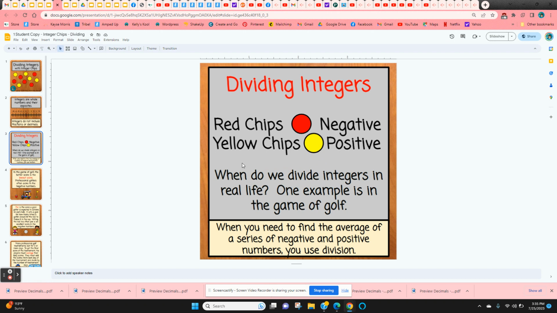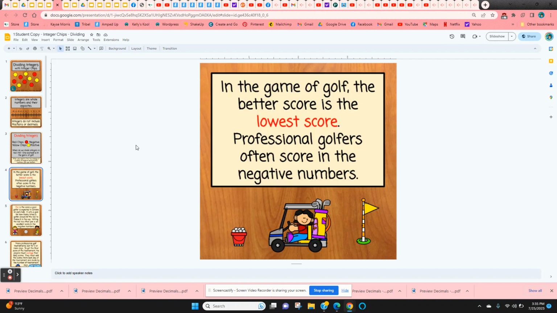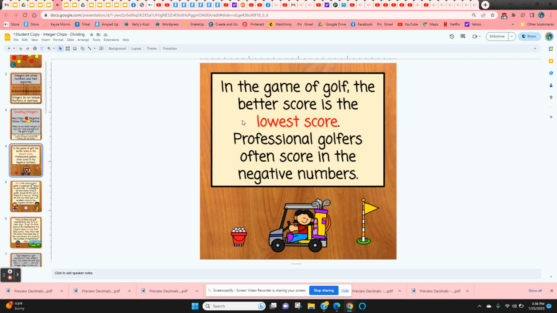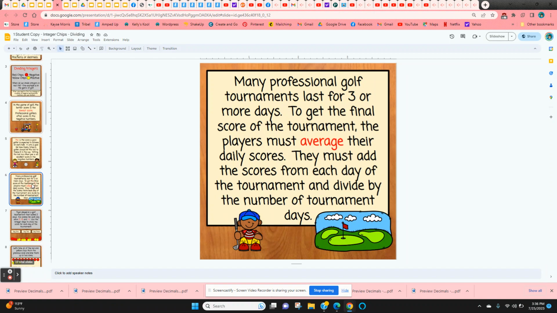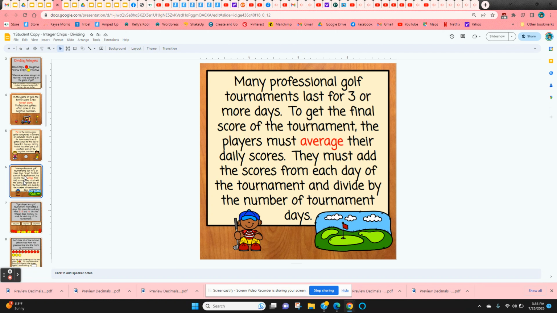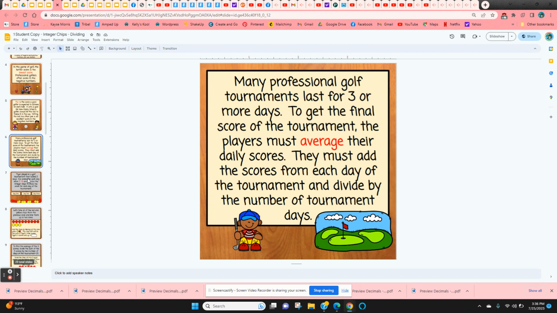So, where do we divide integers in real life? Well, one example is in the game of golf, and we're going to show students how they do that. So, it just explains, if they're not familiar with the game of golf, they want the lowest score they can get. That means the fewest number of hits to get the ball into the hole. So, we're looking for lower scores. Now, professionals sometimes can get negative scores, those really good scores. It's very hard to get a negative score in golf, but the professionals can do it.